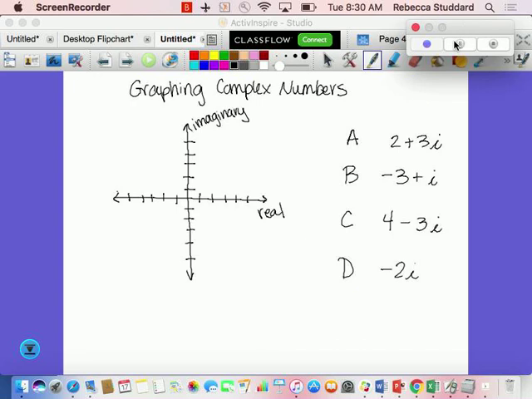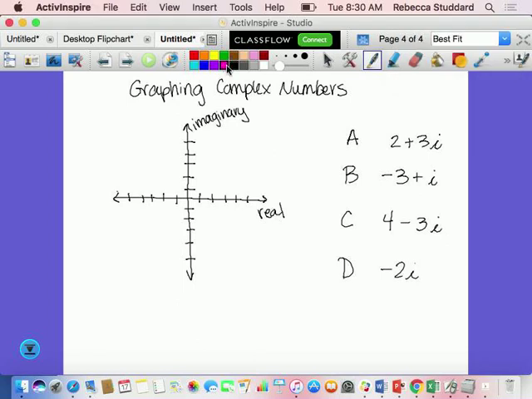Graphing complex numbers is very similar to graphing ordered pairs. You're going to graph the real part on the x-axis and the imaginary part on the y-axis to come up with what resembles an ordered pair. So for 2 plus 3i, the real part is 2 and the imaginary part is positive 3. So you'll go to 2 on the real axis and 3 on the imaginary axis. Where they meet, that's your 2 plus 3i.